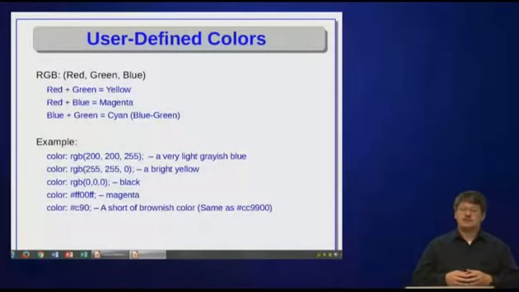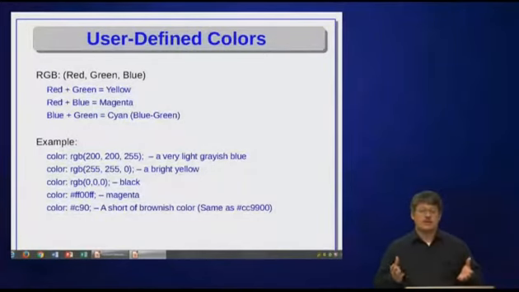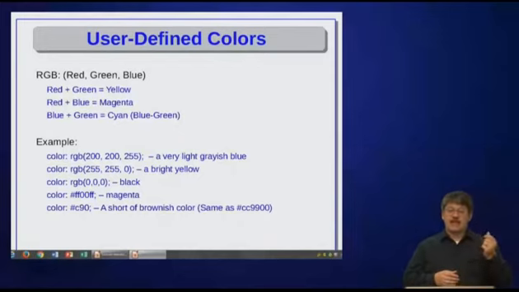You can also specify RGB codes using hexadecimal codes directly. The way that's done is with a little hash symbol and then a hexadecimal number. Hexadecimal is a base 16 number system that computer scientists like to use. If you don't know hex, just use the RGB function.